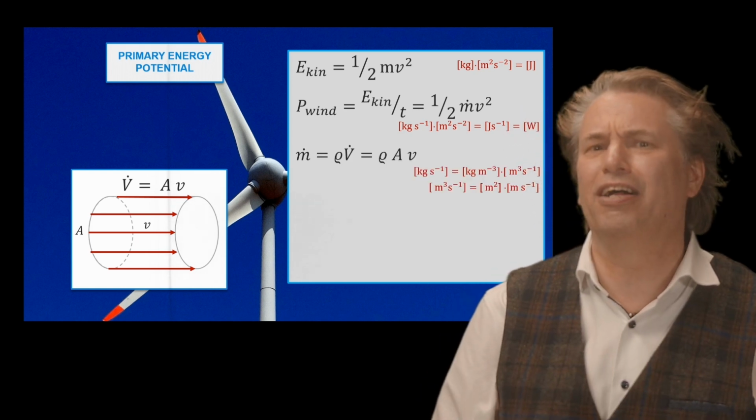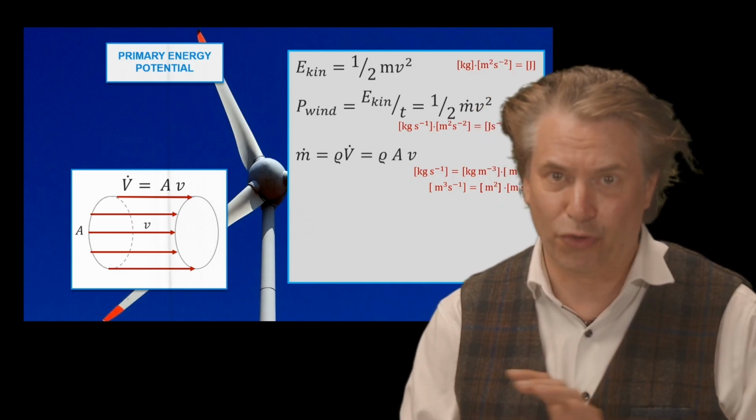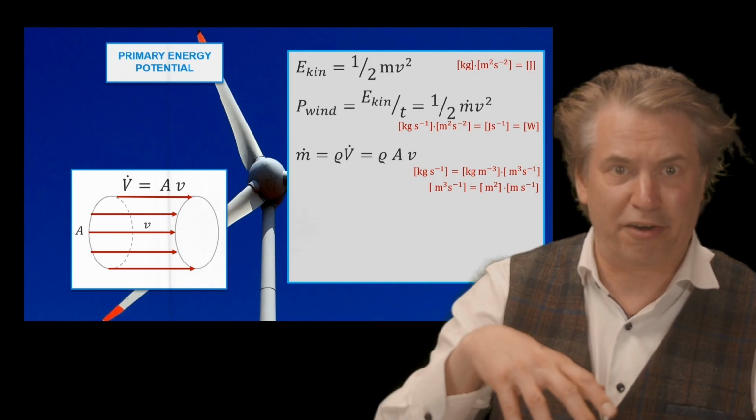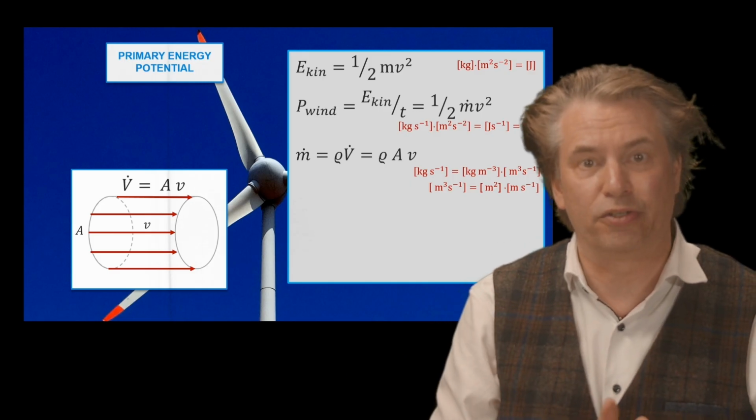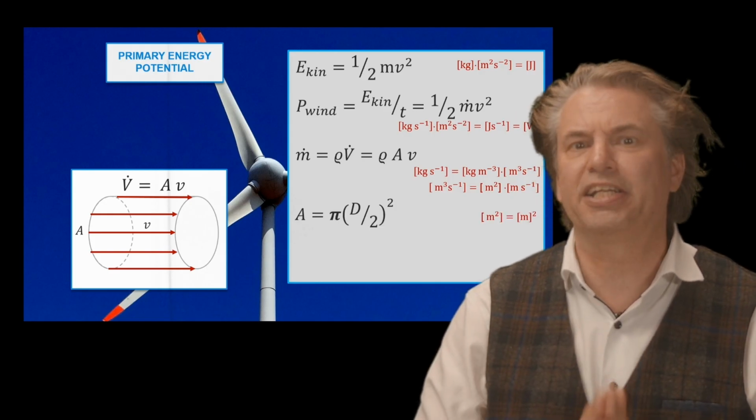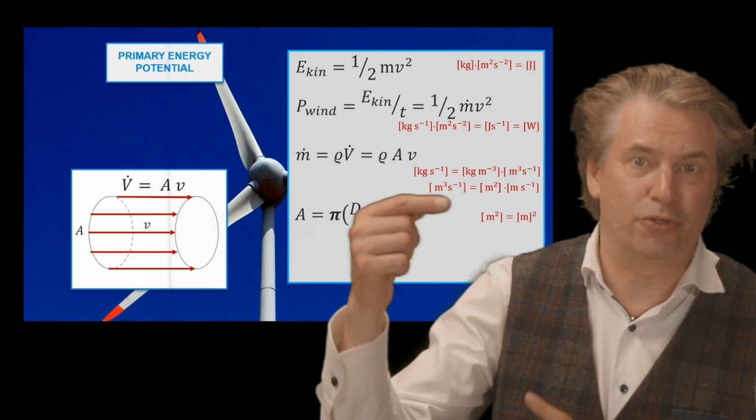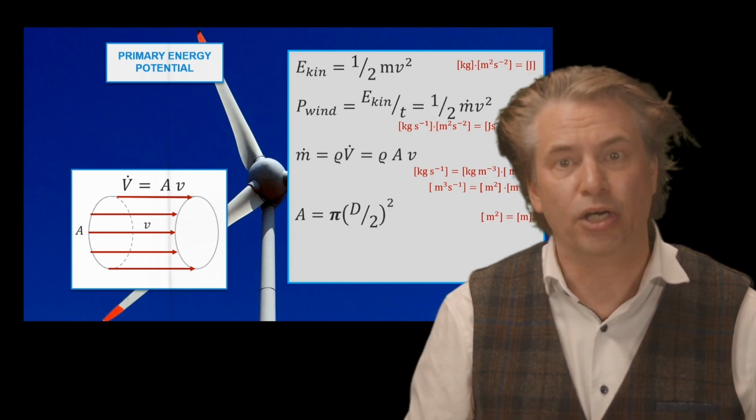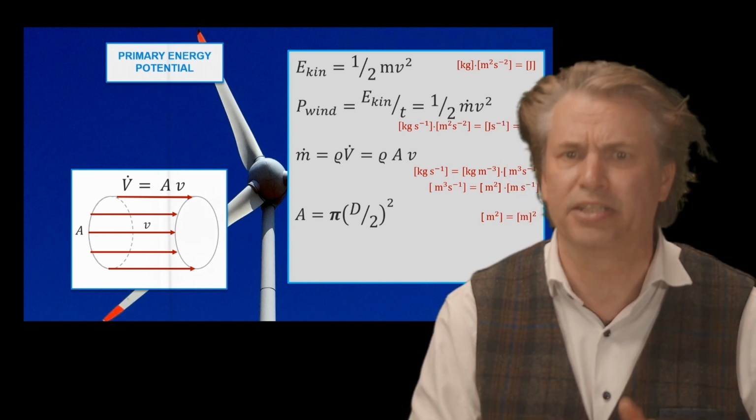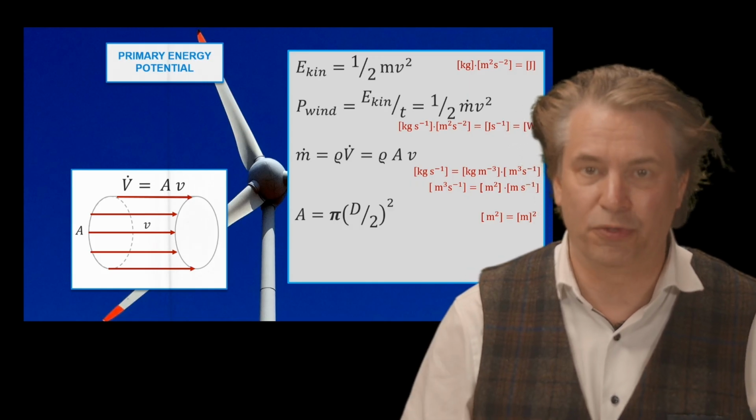The mass flow itself is equal to the product of the air mass density and the volume flow, as the air volume flow is equal to the cross-sectional area of the flowing column multiplied with the velocity of the air. If we consider that the cross-sectional area of the flowing air column is equal to the surface covered by the rotating blades of the wind turbine, which is equal to pi times the half blade diameter squared, we can describe the full wind power incident on the wind turbine.